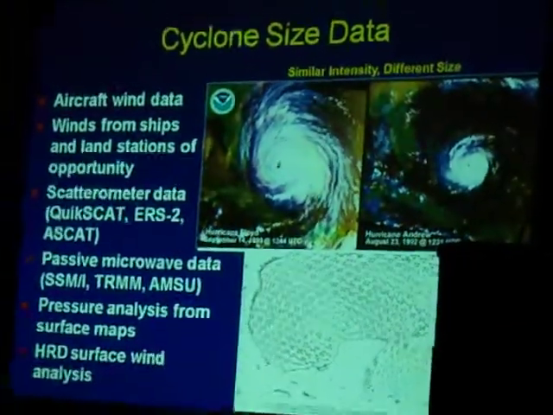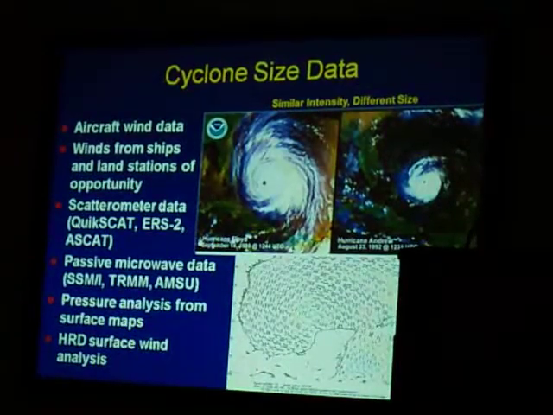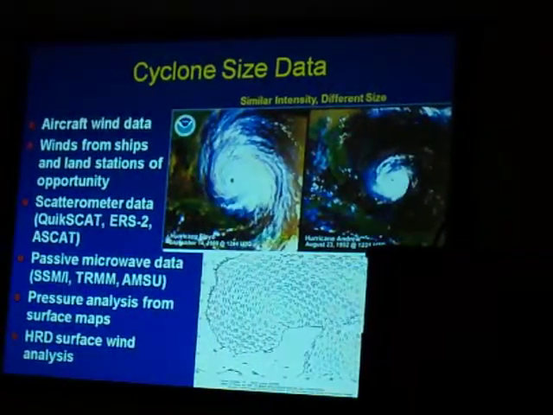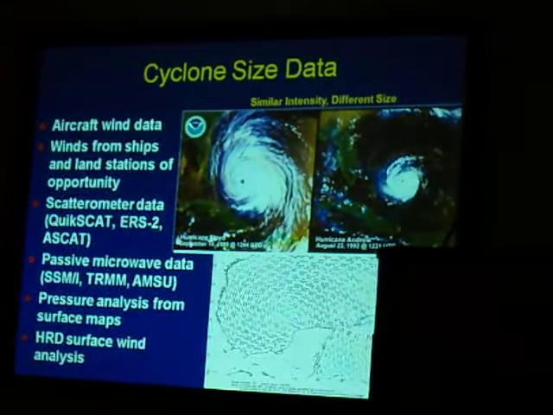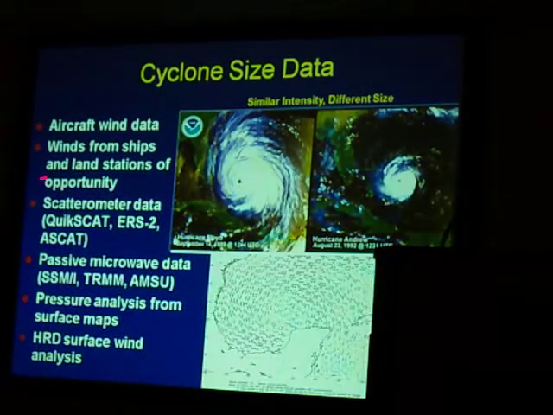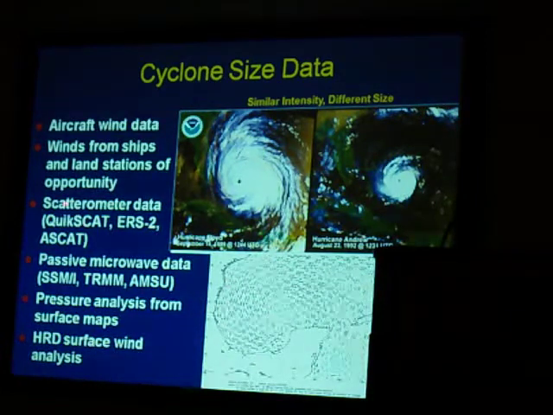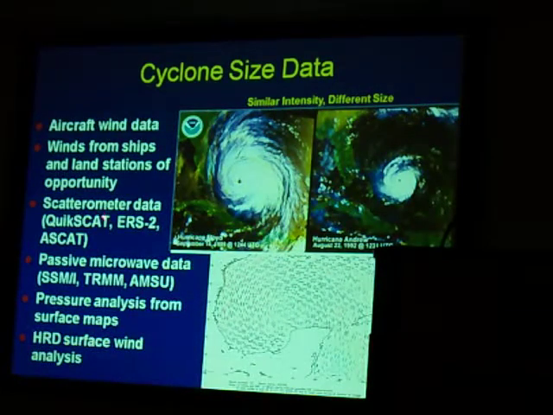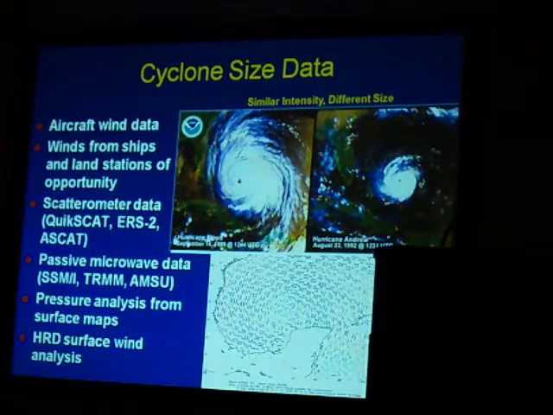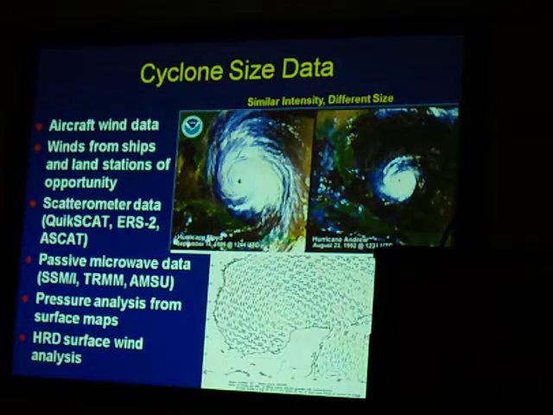And to determine the size of storms, we use not only the aircraft data, but we don't always have that. We use information from ships and land stations, but we have, in recent years, we're relying very heavily on the scatterometer data. Again, we only get 2 passes a day at most over most systems, and that's if we're lucky. And we do also get some passive microwave imagery, which can be very helpful.